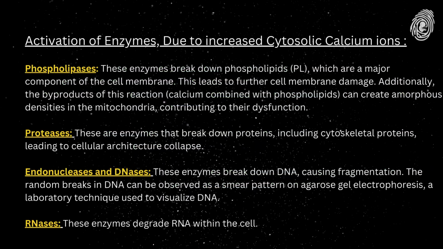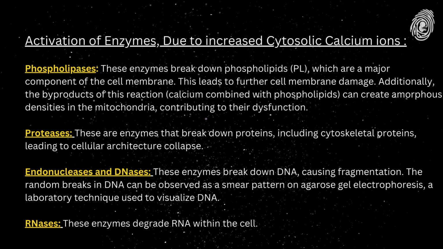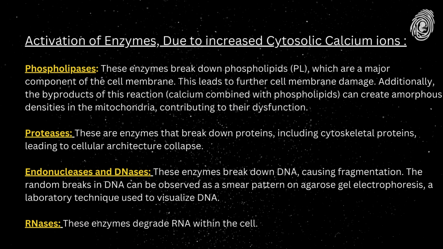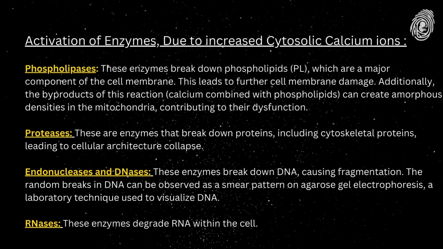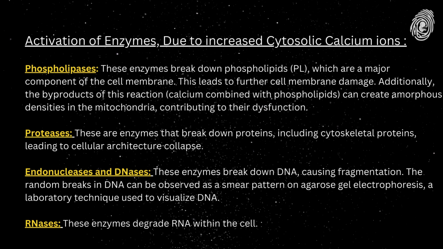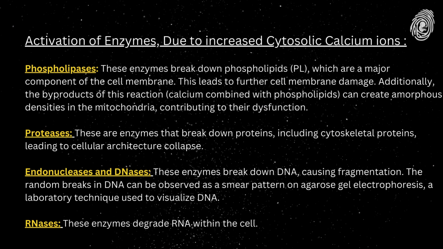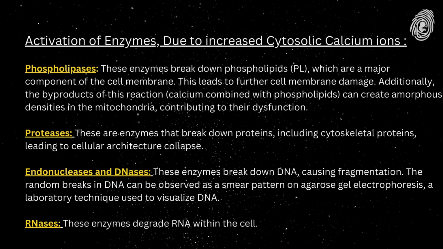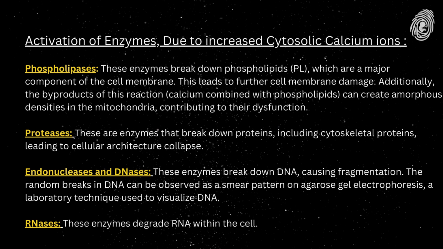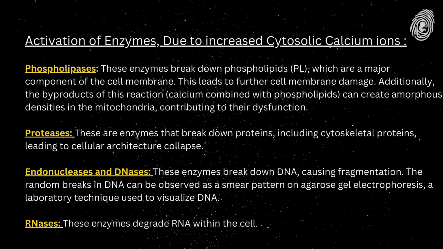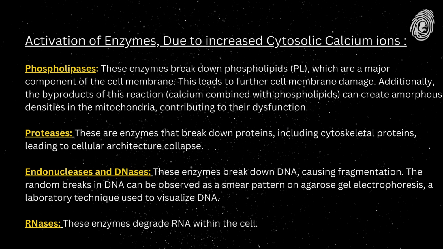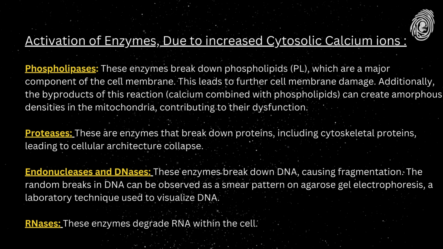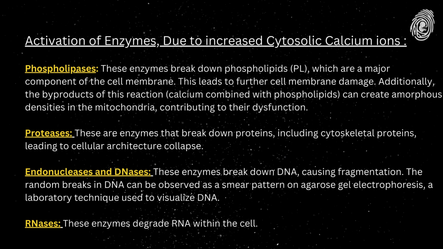Activation of enzymes due to increased cytosolic calcium ions. Phospholipases. These enzymes break down phospholipids, PL, which are a major component of the cell membrane. This leads to further cell membrane damage. Additionally, the byproducts of this reaction, calcium combined with phospholipids, can create amorphous densities in the mitochondria, contributing to their dysfunction. Proteases. These are enzymes that break down proteins, including cytoskeletal proteins, leading to cellular architecture collapse.